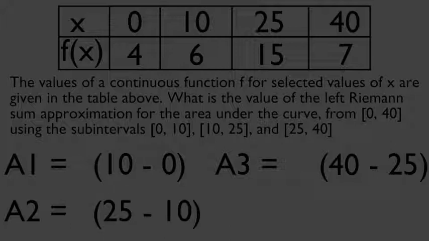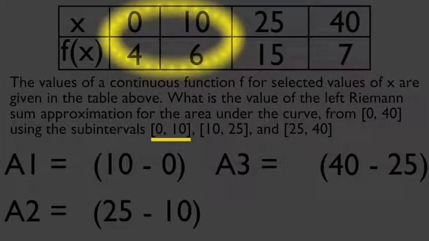Now to find the heights of our rectangles, we have to use the chart. Since we're using the left Riemann sum approximation, we have to use the lowest value in our range. Looking at our first one, the range is from 10 to 0. Looking at our chart, 0 is the smallest number, so it's the leftmost. So the height of that rectangle would be 4.